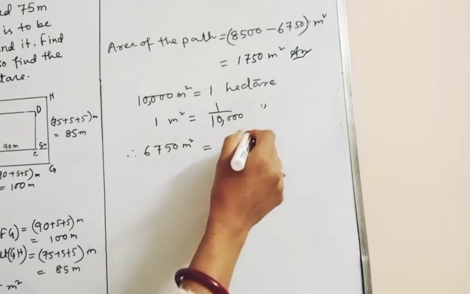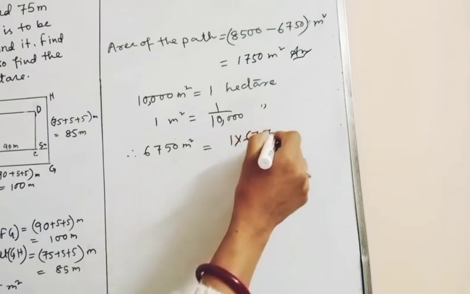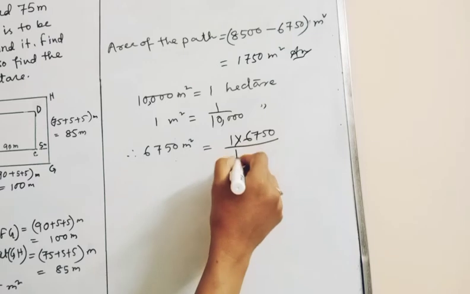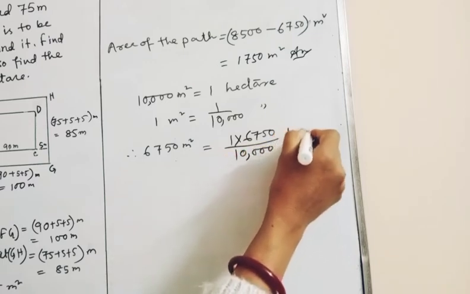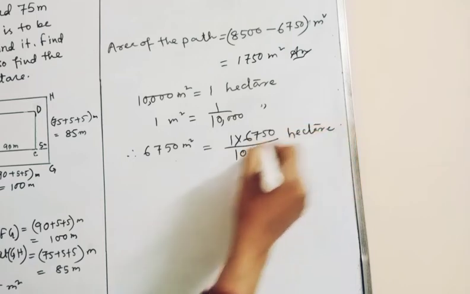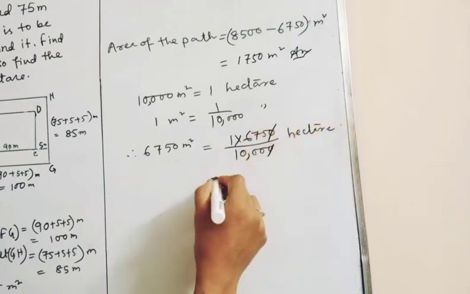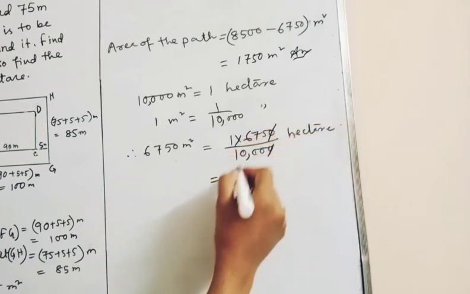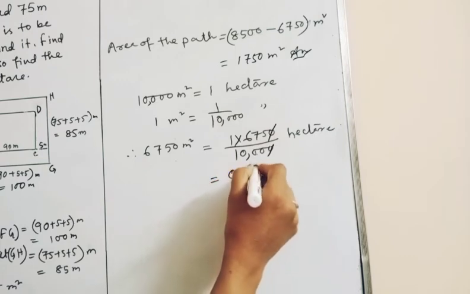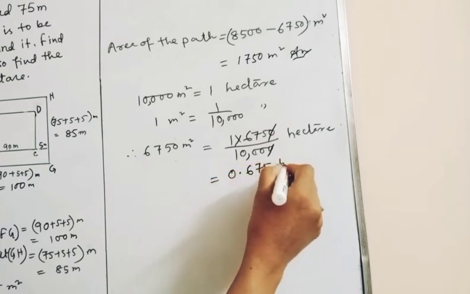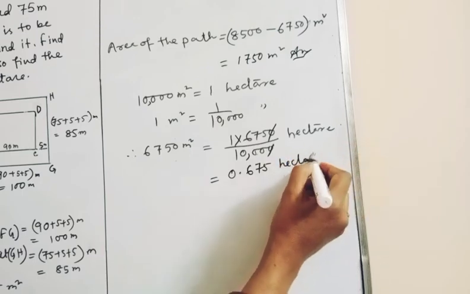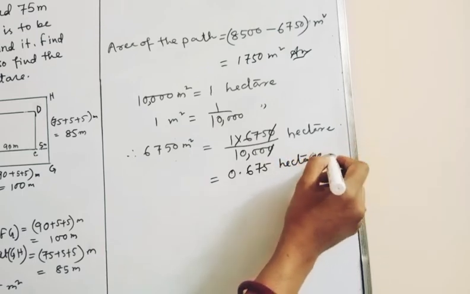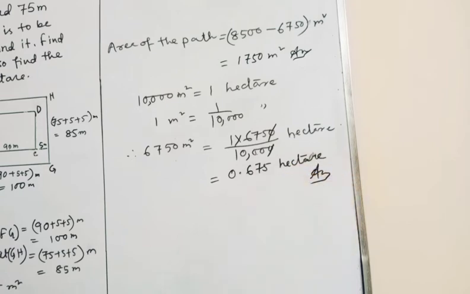1 into 6,750 by 10,000 hectare. Cancel. Then it will be 1, 2, 3. After 3 places the decimal will move. 0.675 hectare. Understood? And this is the second answer of this sum.